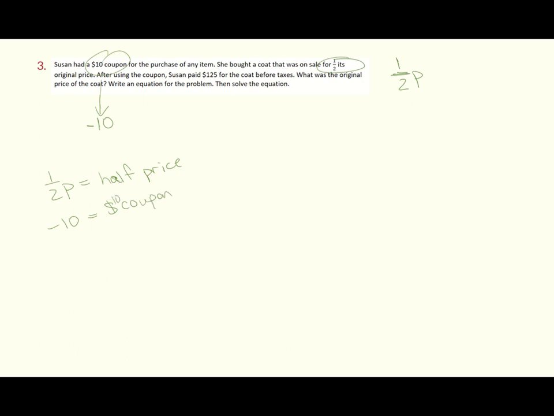Okay, so we start off with the half price coat. Then we take off another $10, and that left her with a total of $125. So this is the equation. It says write an equation, and that's it. Now we have to solve it. So how would we solve it? What's closest to the P, the 1/2 or the negative 10? The negative 10. So I'm going to add 10 to both sides of the equation, and I'm left with 1/2 P equals 135.